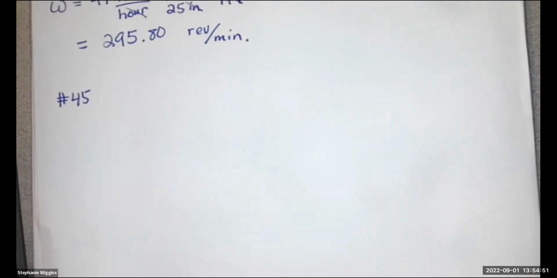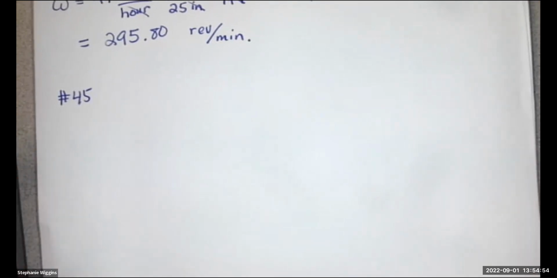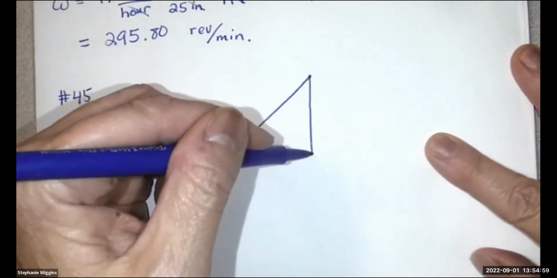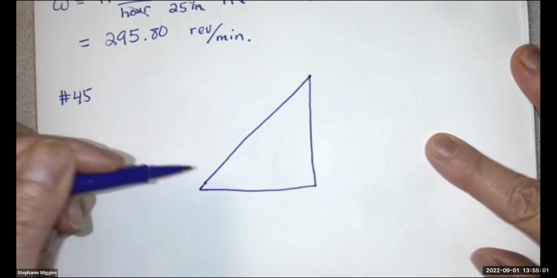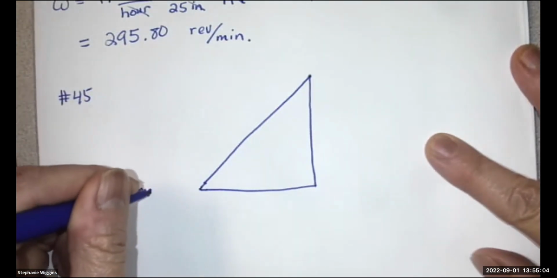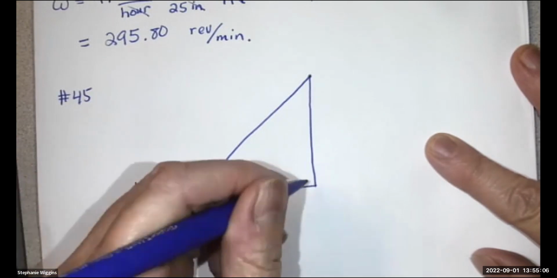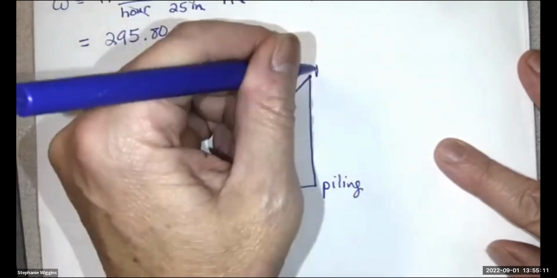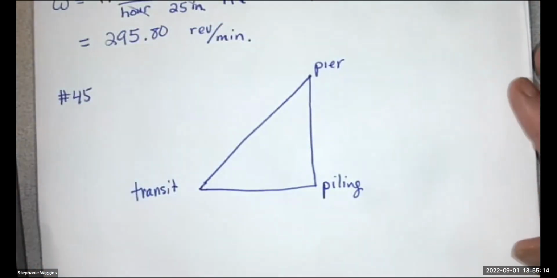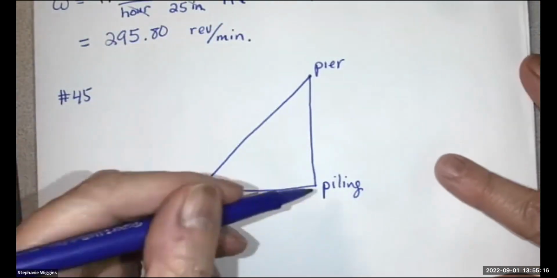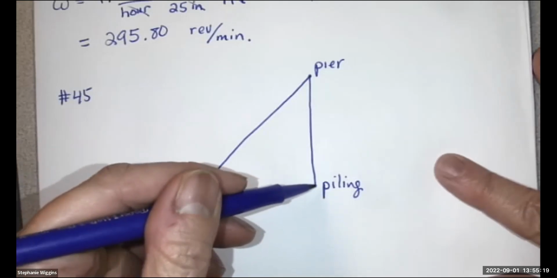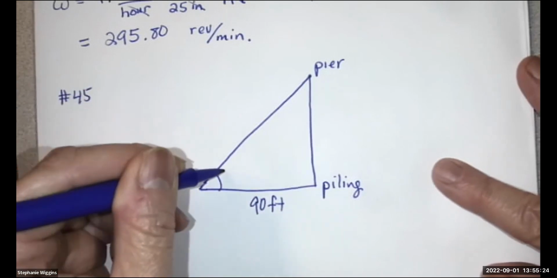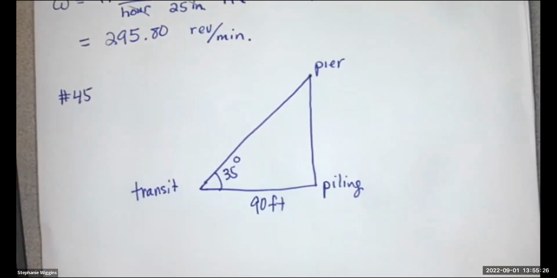So something like this may or may not be on the test. But I want to let you know that I will draw the picture for you on the test so that you'll know what it's asking. So this is called the transit. This is the piling. And across from the piling is the pier. And they say the distance from the transit to the piling is 90 feet. And this angle is 35 degrees.